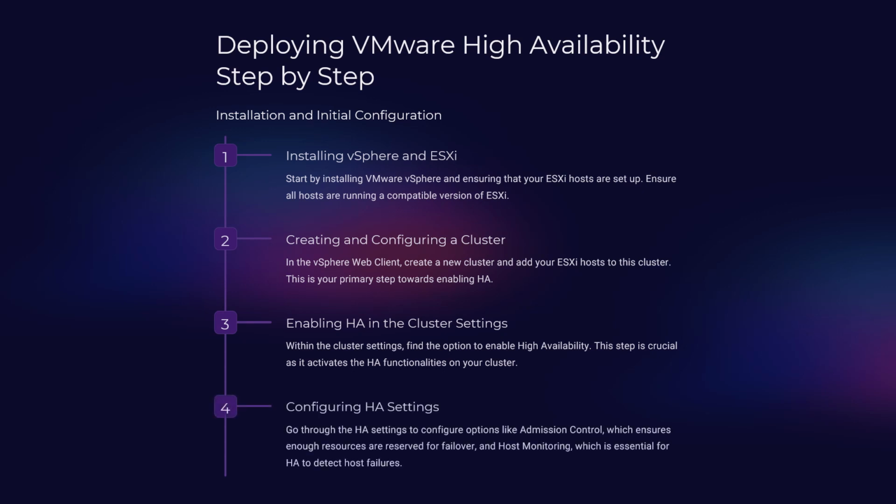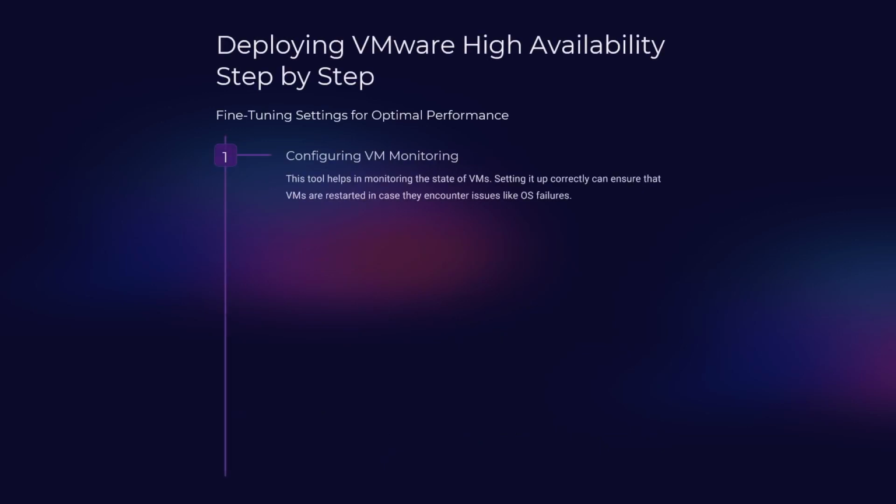Configuring HA settings. Go through the HA settings to configure options like admission control, which ensures enough resources are reserved for failover, and host monitoring, which is essential for HA to detect host failures. Fine-tuning settings for optimal performance. Configuring VM monitoring. This tool helps in monitoring the state of VMs. Setting it up correctly can ensure that VMs are restarted in case they encounter issues like OS failures.